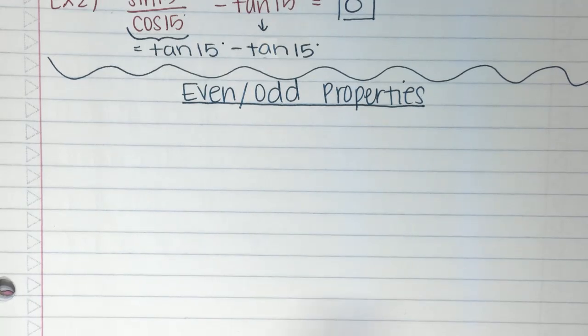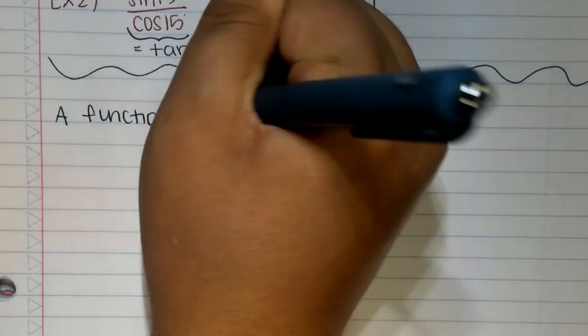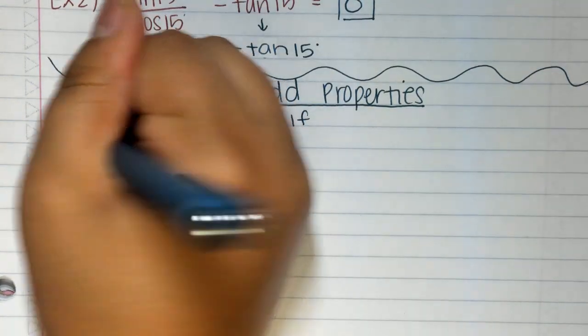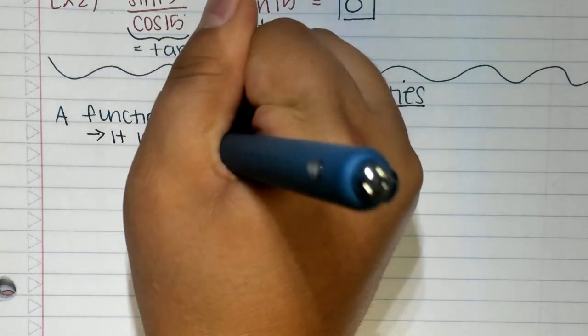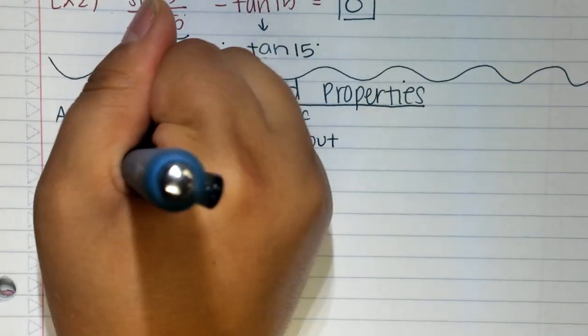How do you know a function is even? Does anybody in here know or remember what it means to be even? Split it in half in the middle, on the symmetry on the y-axis. So a function is even if it is symmetric about the y-axis.